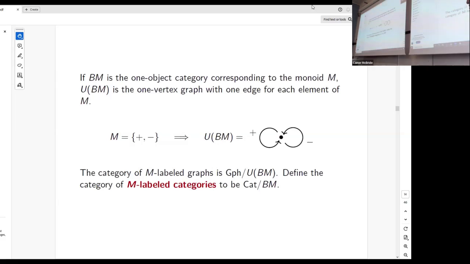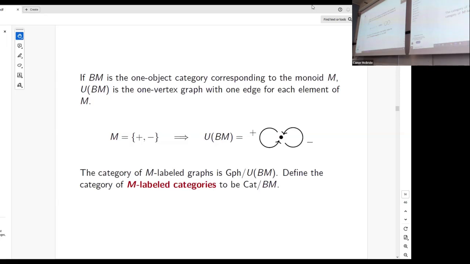So this is nice to think about, because then the category of M-labeled graphs is what we call a slice category, graphs over UBM. The objects in this slice category then will be graphs equipped with a map of graphs to UBM. And you'll see what that does is it maps any edge of your graph to one of the edges here, and thus labels that edge with an element of your monoid. So that's why the category of M-labeled graphs is the category of graphs equipped with a morphism to UBM. We call that construction a slice category.